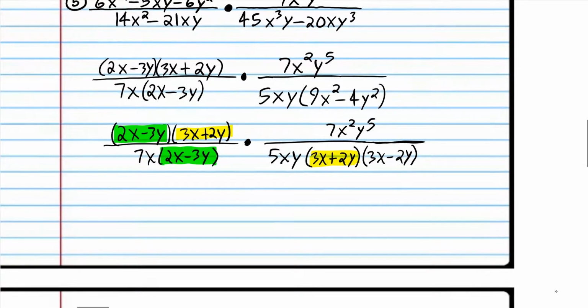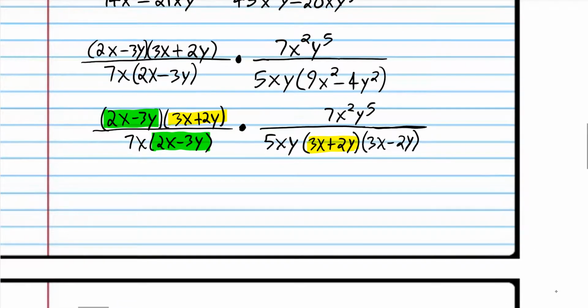So at this point, we could still cross cancel, but I'm just going to multiply straight across. There's nothing really up on the top other than 7x squared y to the fifth. But on the bottom we have 7x times 5xy. 7 times 5 is 35. You know what? I'm going to go ahead and cancel out that 7. We have 7 on the top and 7 on the bottom. That cancels out. So we're left with x squared y to the fifth.